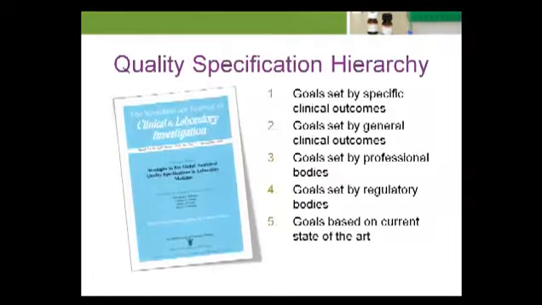Determining what quality specification to use can be guided by a quality hierarchy. You can see that quality specifications specific to clinical outcomes are at the top of the hierarchy, and goals derived from current state-of-the-art are at the bottom. This does not mean that goals based on the current state-of-the-art have no value. It's just that the other types of goals have more value. Let's look at the 5 parts of the hierarchy in more detail.